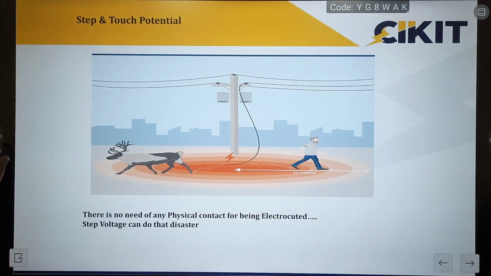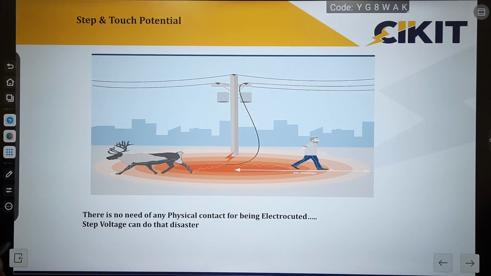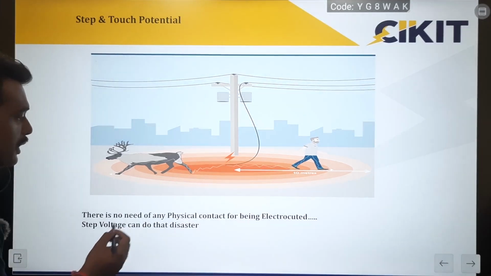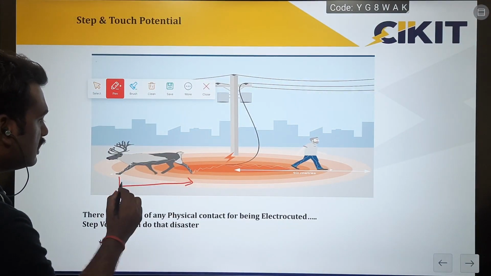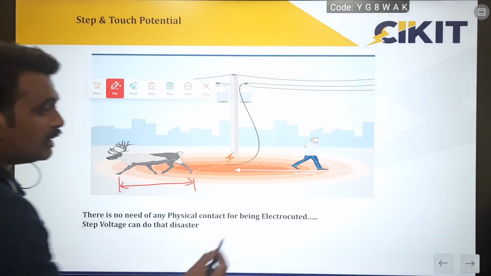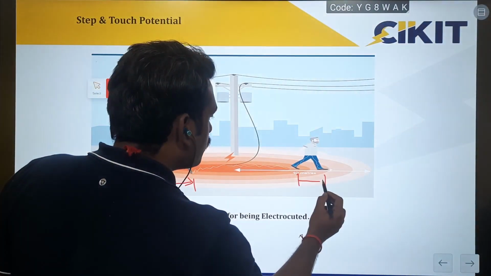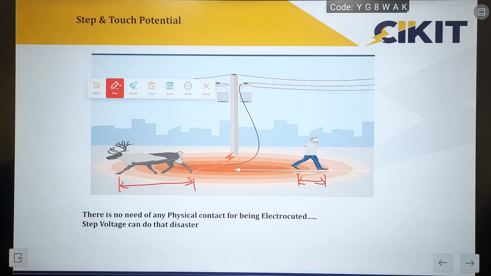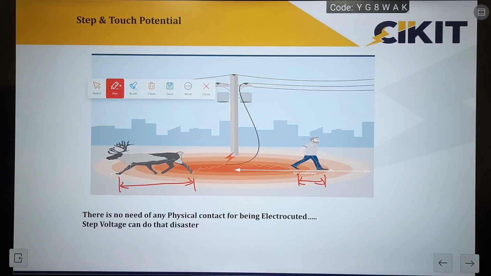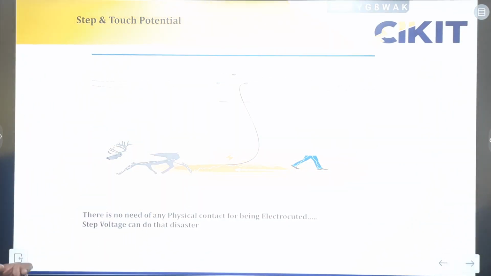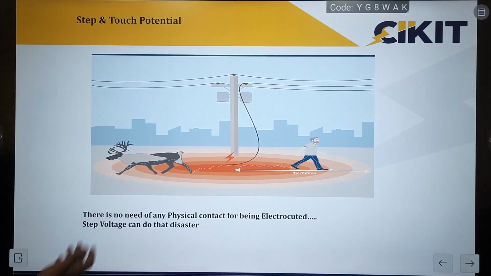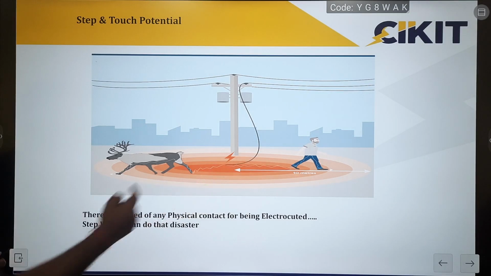The effect of step potential will be much higher in animals than in human beings, because the distance between the two feet will be much higher in animals. If you take this as an example, the distance between the two feet is very much higher compared to the two feet of a human being. So the effect of step potential will be much higher in cattle than in human beings. So for step potential to cause damage, there is no need for any physical contact.